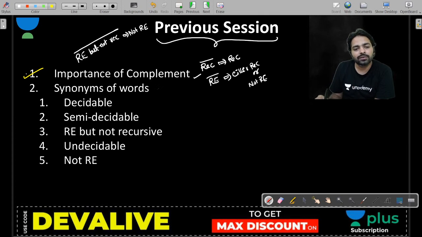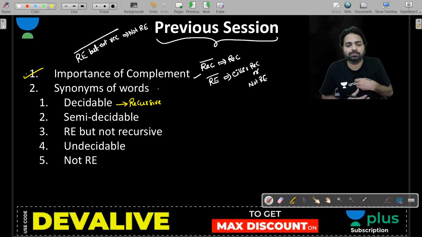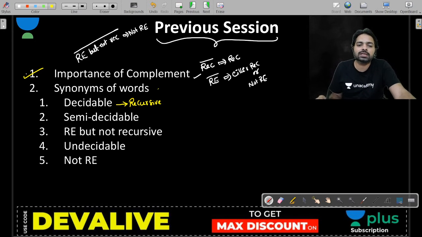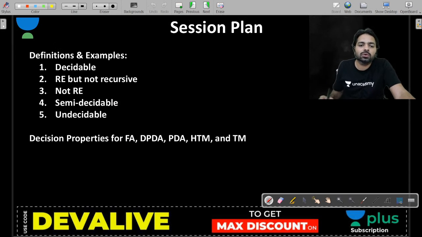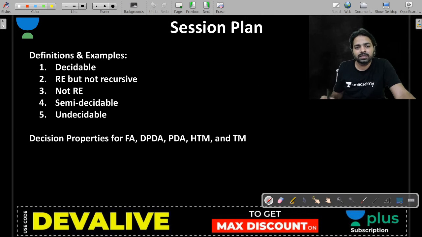And second, we have also learned synonyms of each word, like decidable you can call recursive. Another name, you can say Turing decidable, or you can say effectively enumerable, lexicographically enumerable, right? So we have learned so many names for decidable, semi-decidable, RE but not recursive, undecidable and not RE. Today, let me write important names. Semi-decidable, what is another name? RE. So recursive is also called decidable, and RE is also called semi-decidable, recursively enumerable.